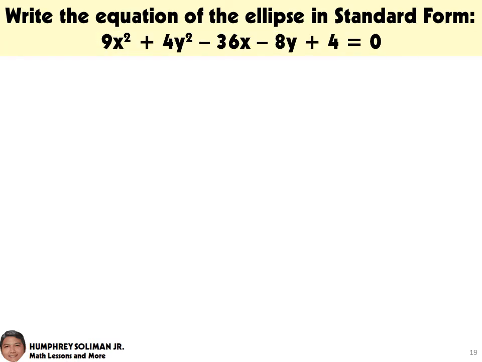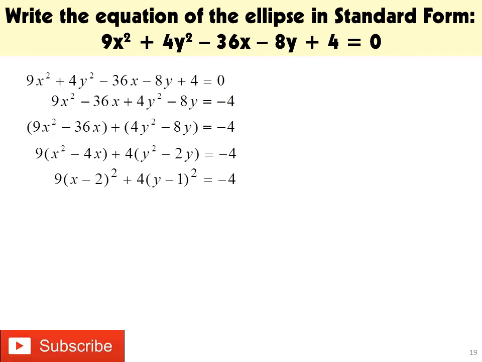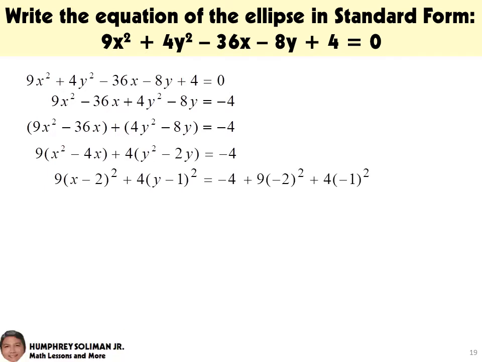This time, write the equation of the ellipse in standard form. We have 9x squared plus 4y squared minus 36x minus 8y plus 4 equals 0. First, we transpose the plus 4 to the right, and group together the terms with x and y. Second, we factor out the 9 from the x quantity and 4 from the y quantity. Third, we use the completing the square method for the x and y quantities.